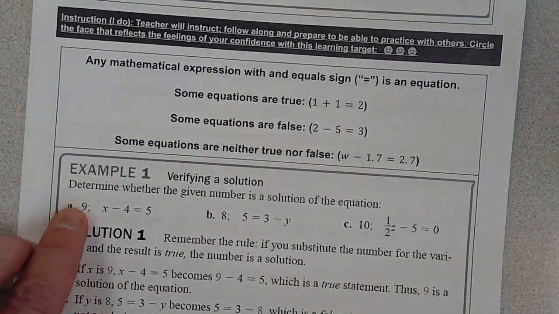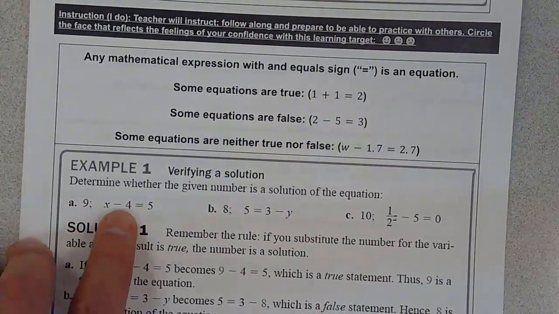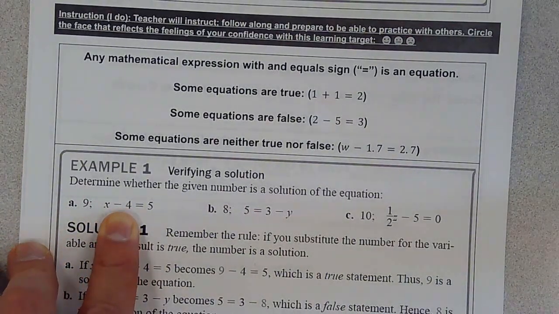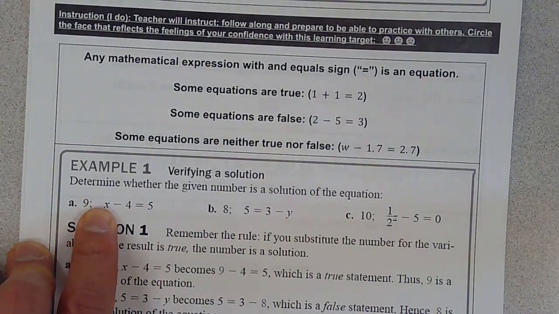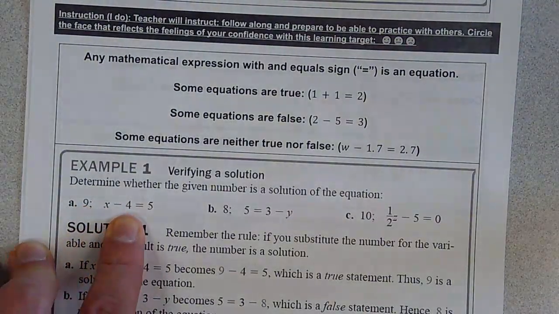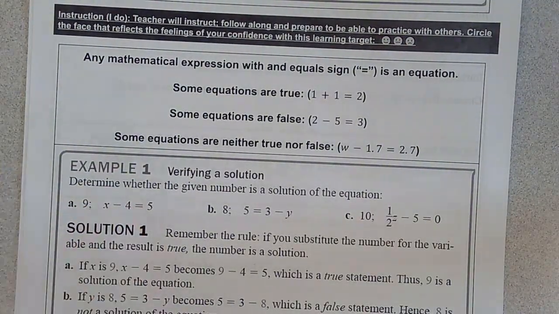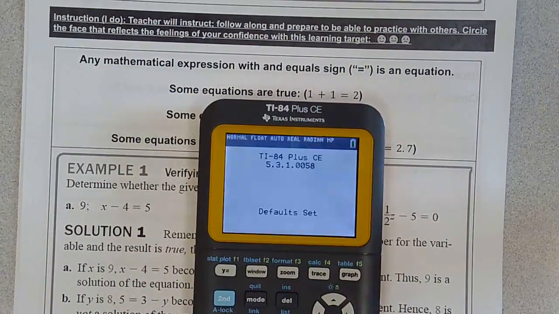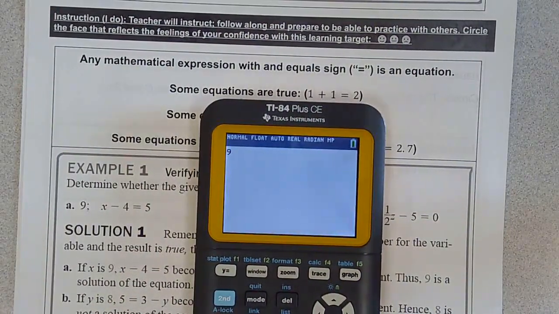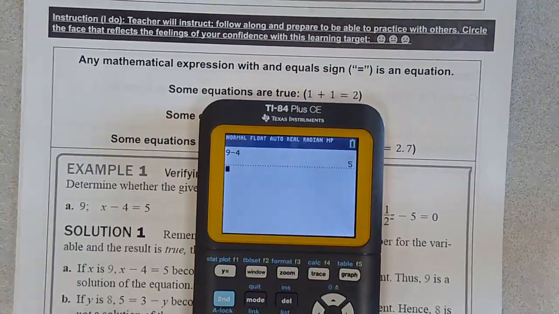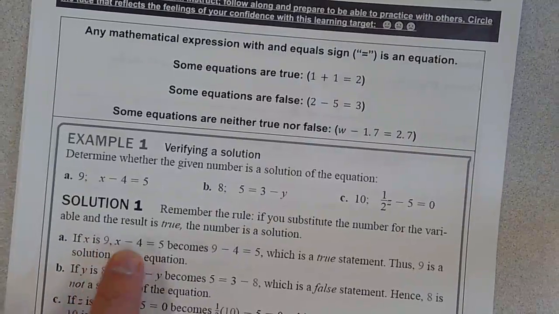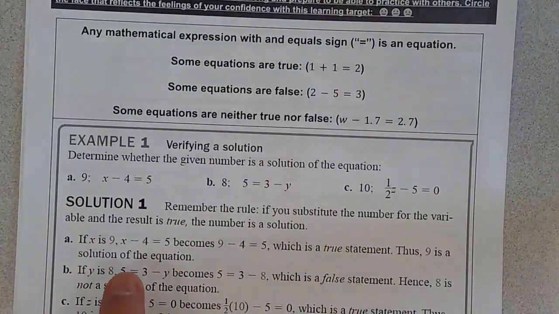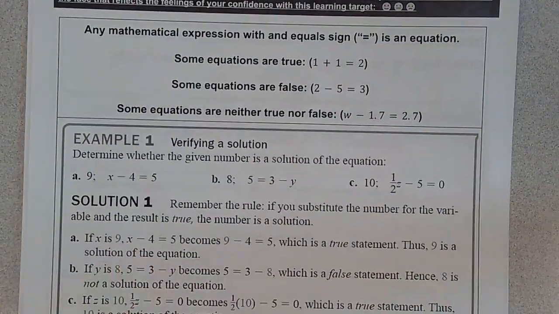So here's an example. I'm going to give you a number, like 9. You're going to tell me if 9 works with this equation: X minus 4 equals 5. If I put a 9 in for X, does 9 minus 4 equal 5? Maybe you want to use a calculator if you can't do that in your head. If I press enter and it says 5, I win. That's a solution. So 9 is a solution. It's a true statement. Therefore, 9 is a solution to the equation.